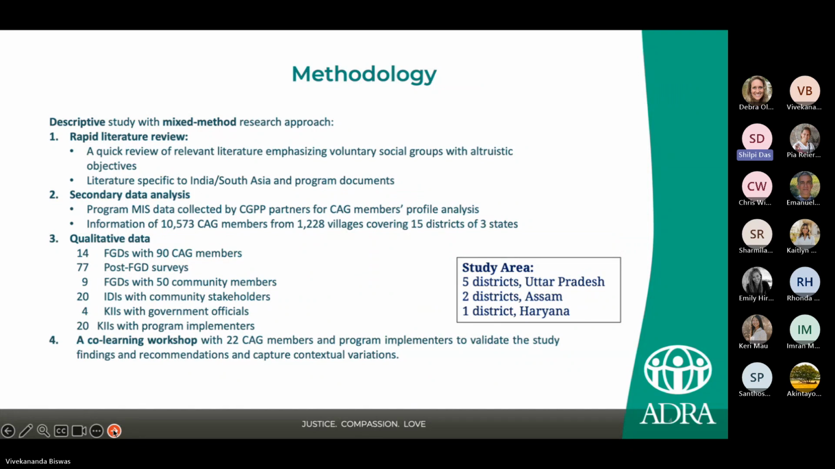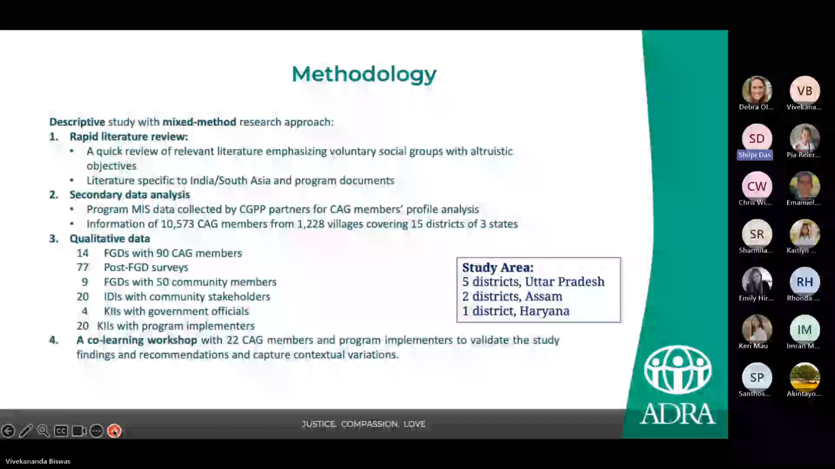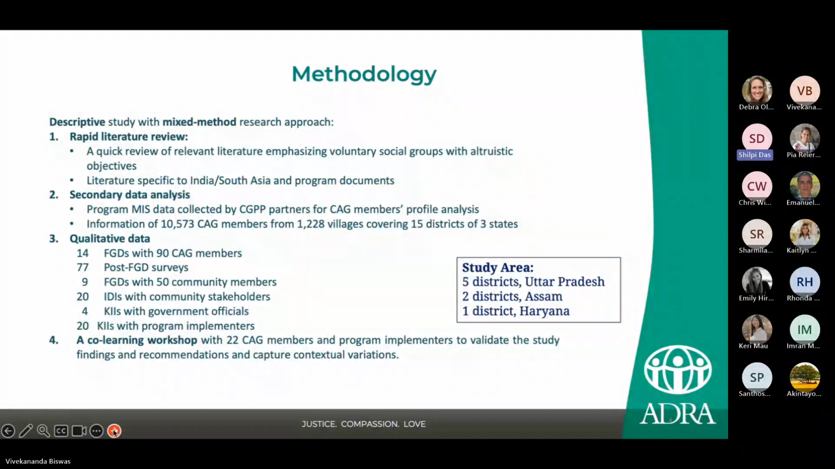Through the mixed-method research approach, the study did a rapid literature review. The literature reviewed had both qualitative and quantitative published studies that explored the factors influencing motivation for community-based work across South Asian countries through various journals. So the literature research was mostly concentrated on voluntary work research in the South Asia region.